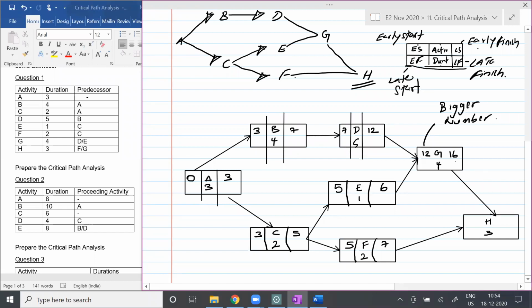And if you see H, 16 is also there, 7 is also there. So what will you be taking as the early start? 16. 16 plus 3 is how much, students? 19. Do you have any questions with the early start?